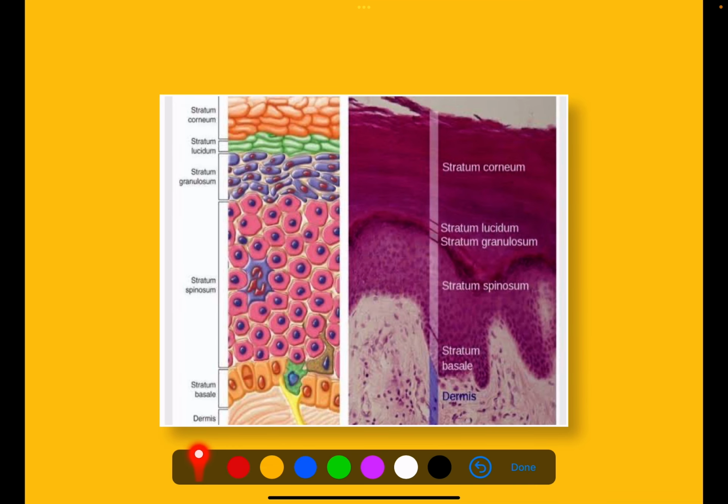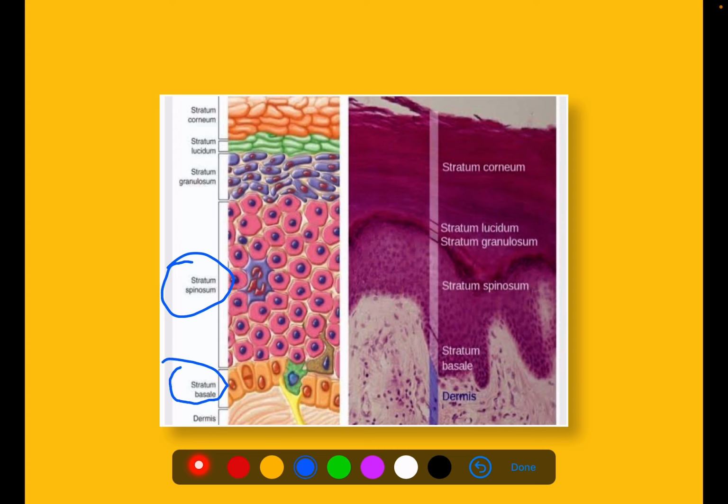Then we have the stratum corneum. What is the stratum corneum? The topmost layer of the skin. Then we have the stratum lucidum. Stratum lucidum is present only in the palms and soles; it is not present all over the body, only in the palms and soles. Then we have the stratum granulosum, which is the granular layer. Then we have the stratum spinosum, the thickest layer of the epidermis. Then we have the stratum basale, and then we have the dermis below.